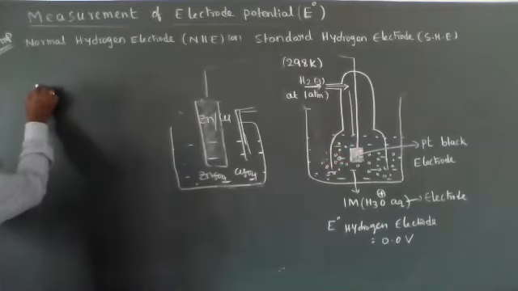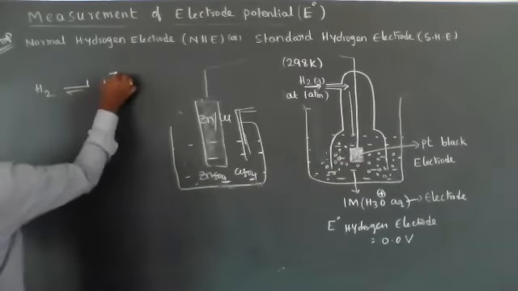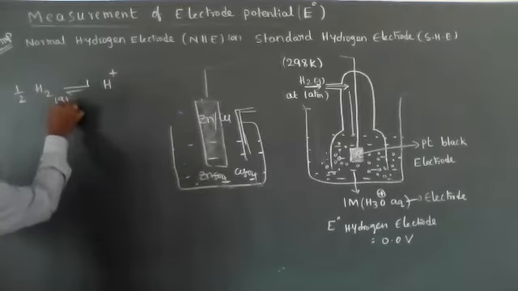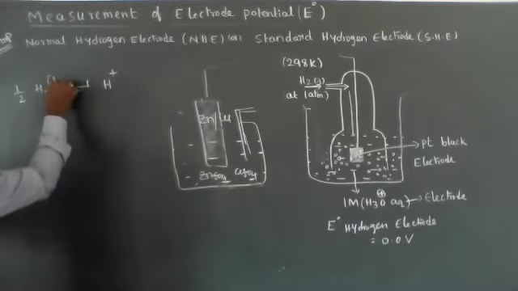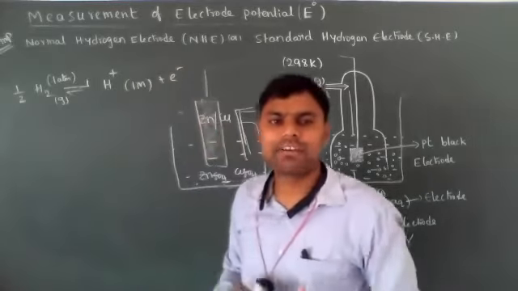In this hydrogen electrode, hydrogen gas and H+ ions, half mole of H2. This must be at 1 atmospheric pressure. Its concentration is 1 molar, and it has to produce 1 electron. They are in equilibrium with each other. They are existing in equilibrium.